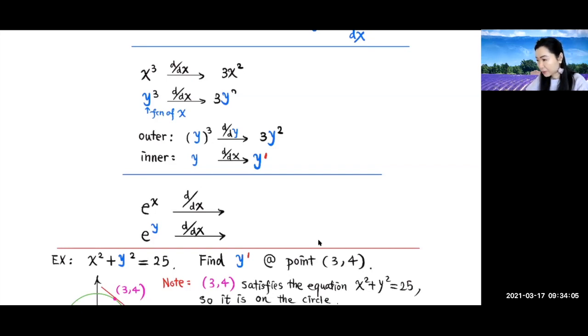You see the difference between this one and this one. This one here is just x, so you get 3x squared. This one here is not just x. It is a function of x, so you have to use the chain rule. So you get 3y squared, but you have to multiply by the derivative of this inner function with respect to x, which is y prime. Question?